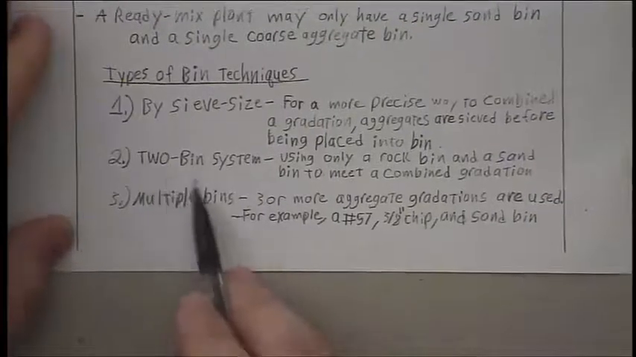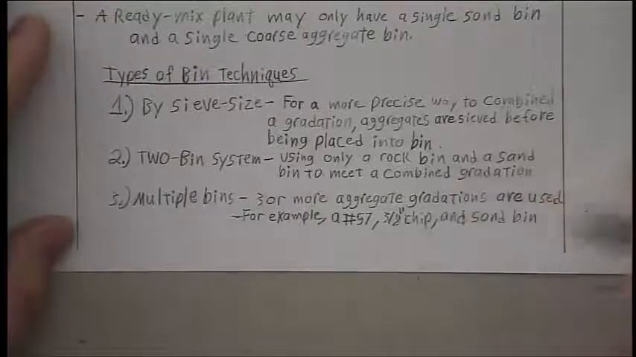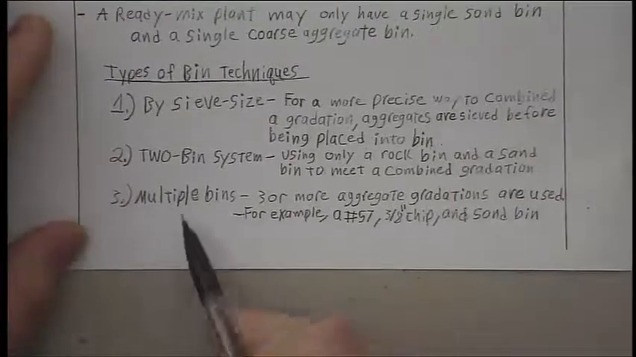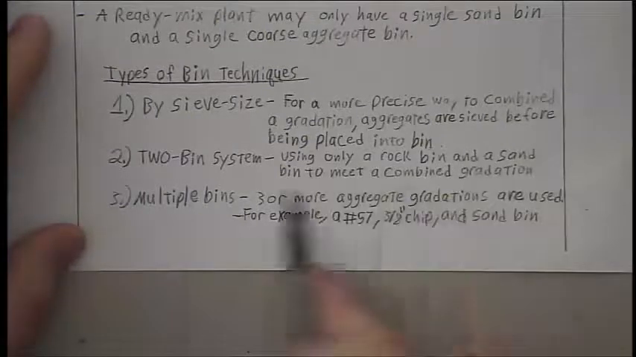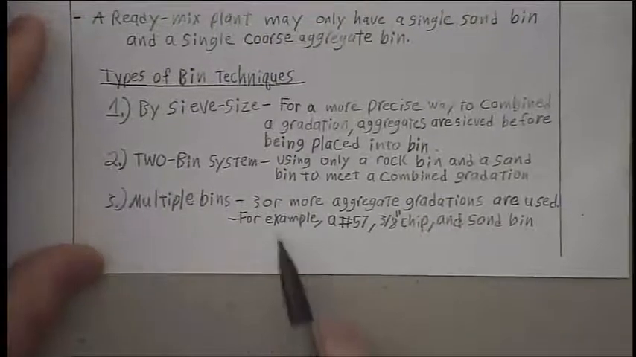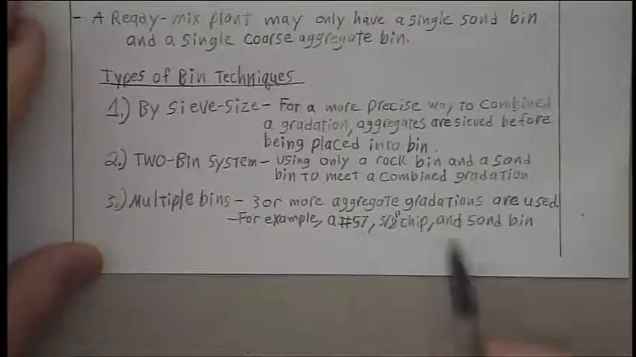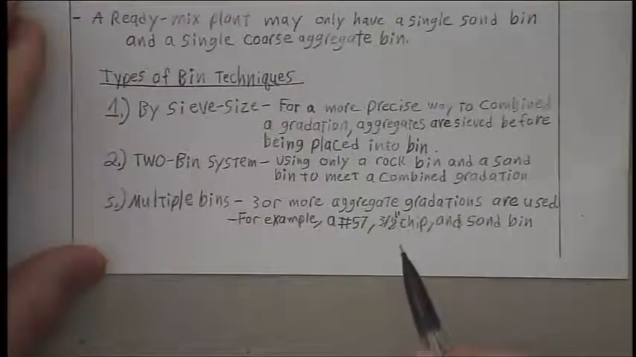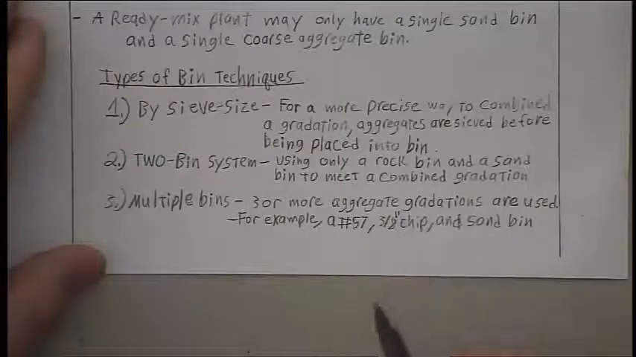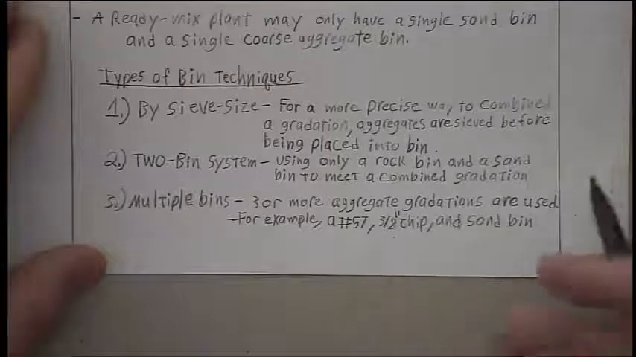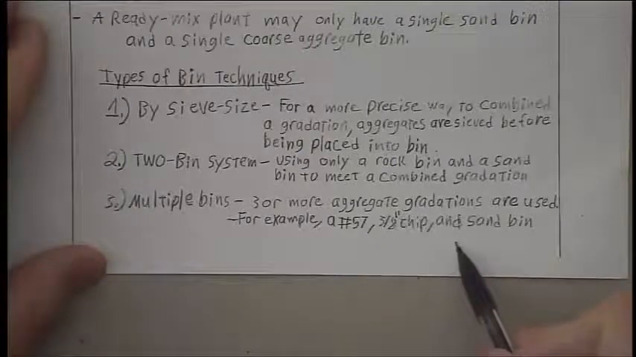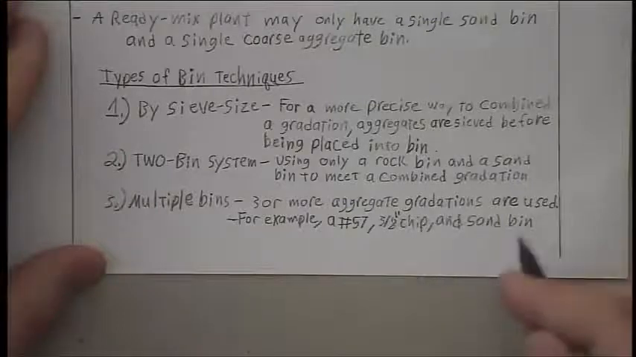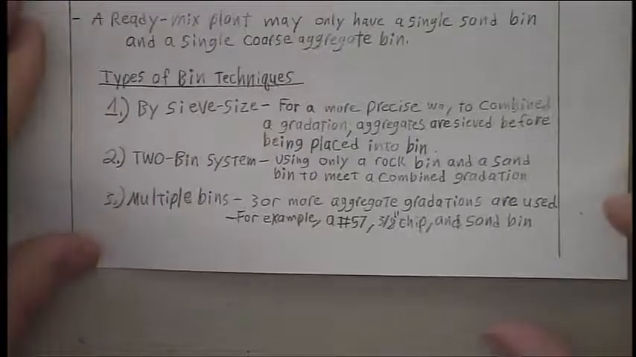And so you also have a 2-bin system, like I talked about, with just a rock bin and a sand bin, which is very, very common with ready mix. And then you have multiple bins, so 3 or more. Like I said, a 57, a 3/8, and a sand bin. For asphalt, you may use a 57, a 3/8 chip, which under ASTM could also be called a number 89. And you may have more of a manufactured sand, and then a little bit of natural sand, so you may have 4 different bins there. That's very common also.